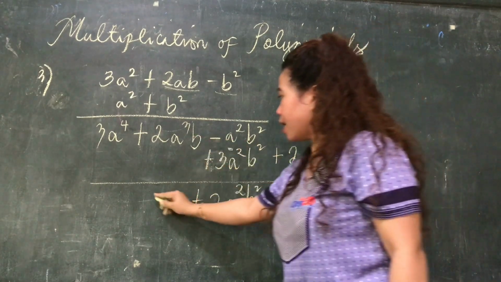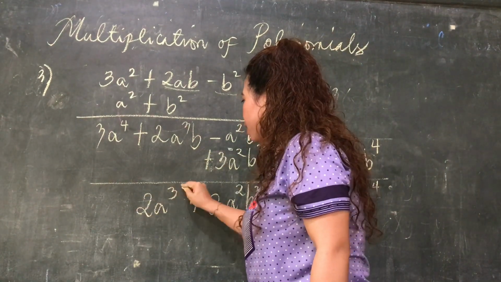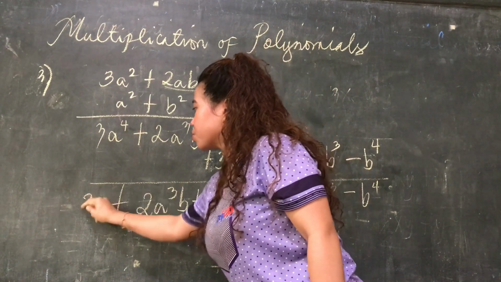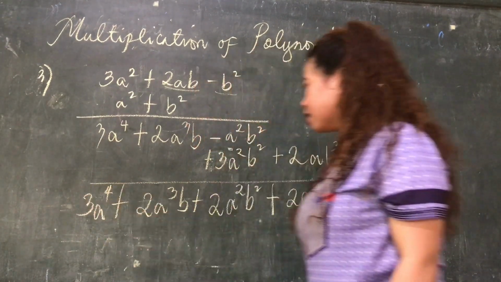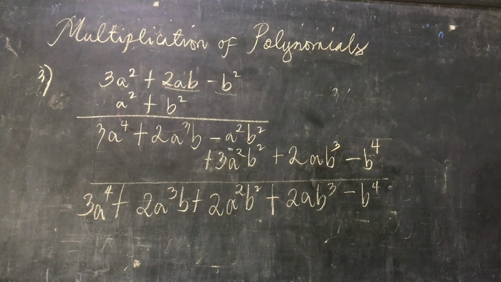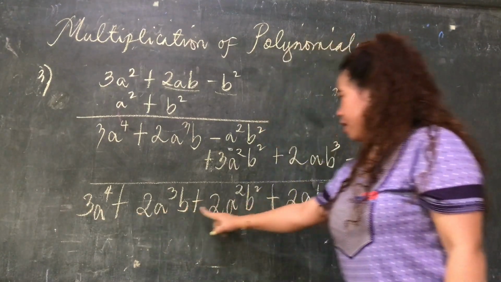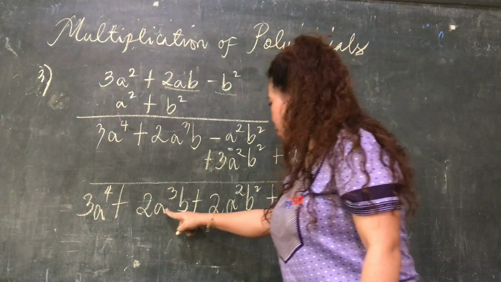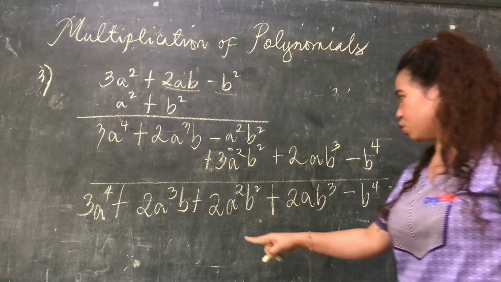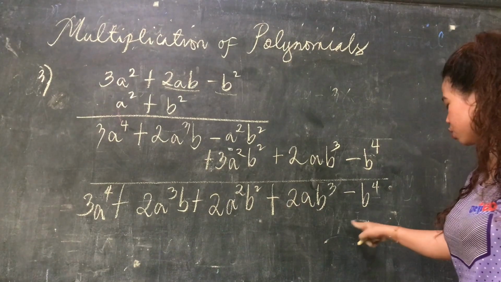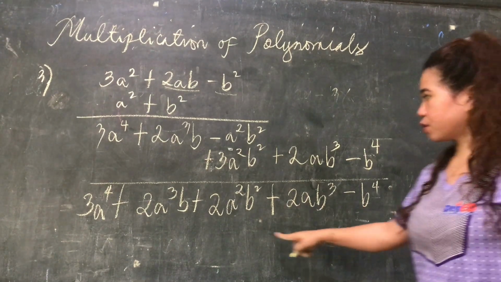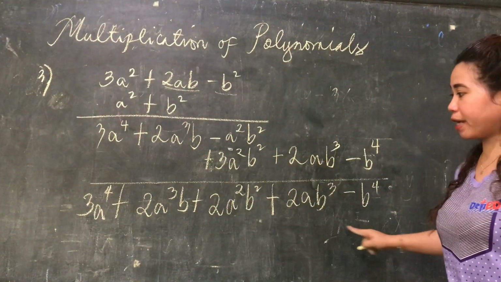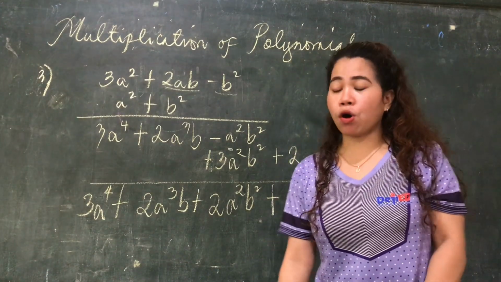And then bring it down: 2a cubed b. Bring down 3a to the 4th. So we look for like terms: a to the 4th, none; a cubed, none; a squared, none. Okay, so this is now the answer. We have nothing to combine, because there are no like terms among the terms.